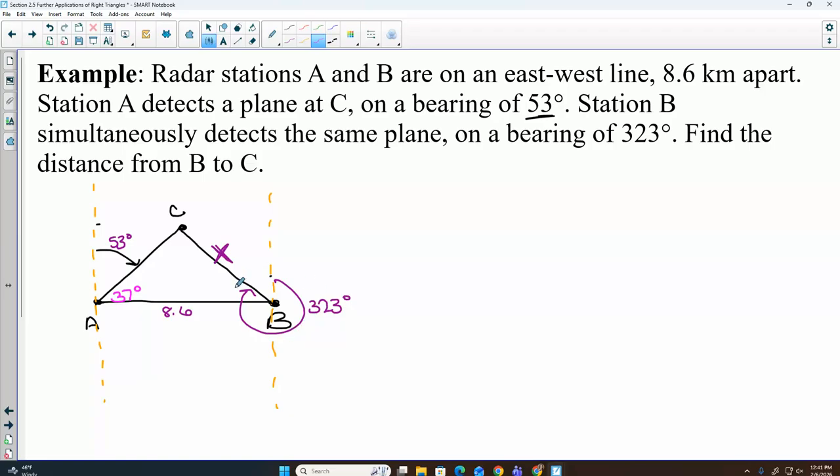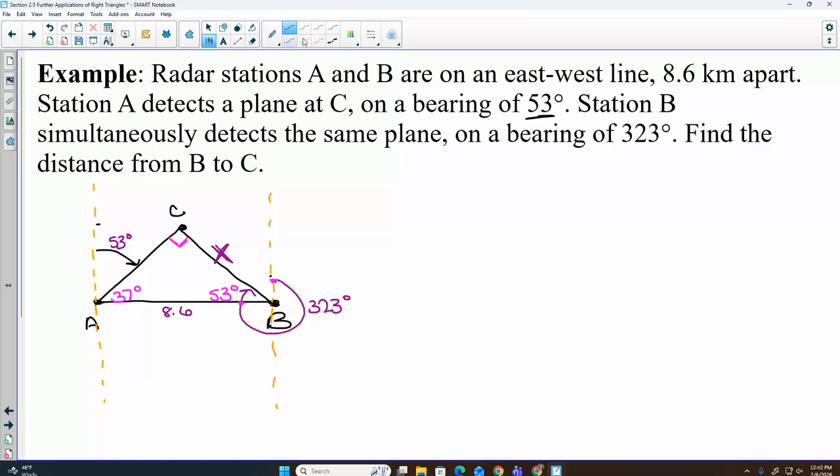Okay, over here. I know from due north to right here would be how many degrees? All the way around is 360. This last piece is 90. So from here to here is 270. So do 323 minus 270. 53. What's 53 plus 37? 90. So that means this is a right triangle. All right, I am now in good shape. I know I have a right triangle.